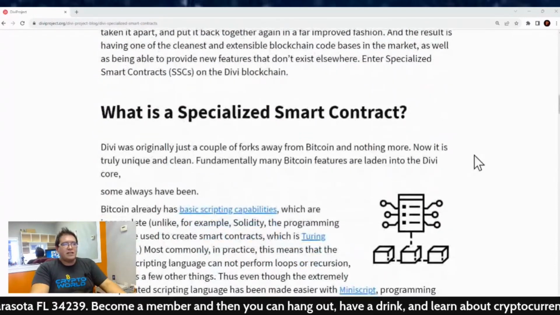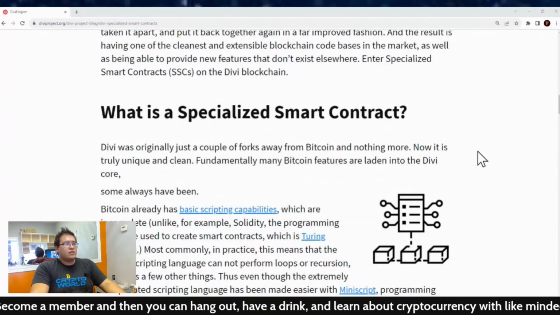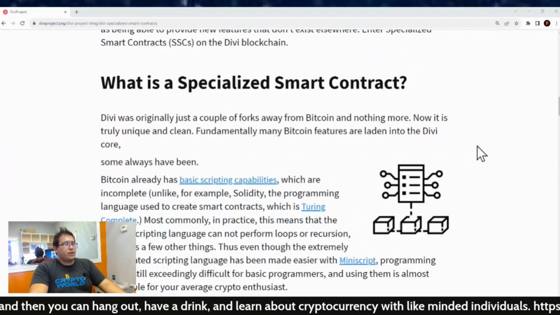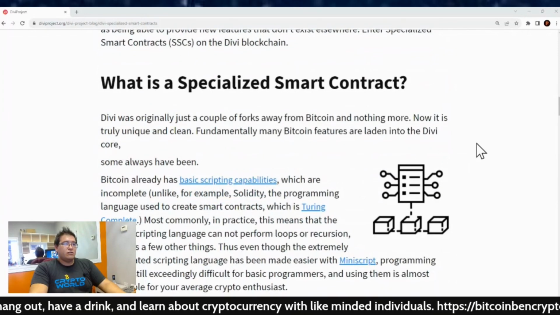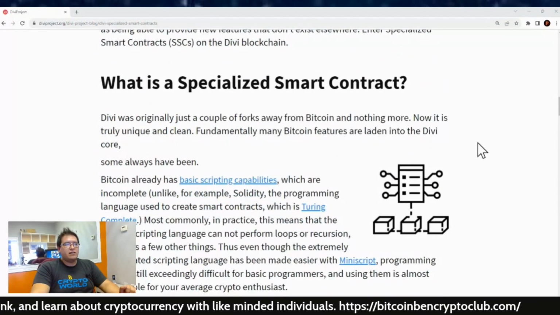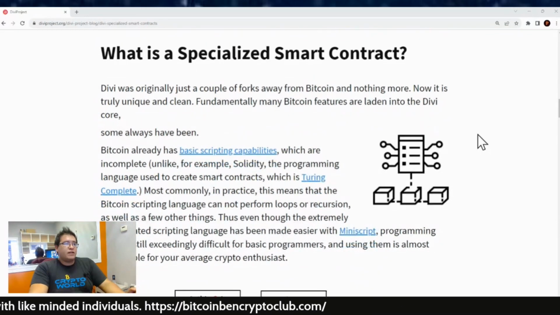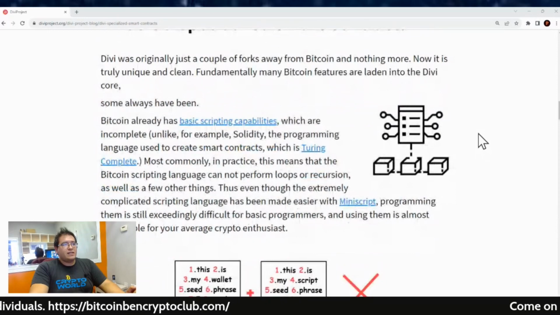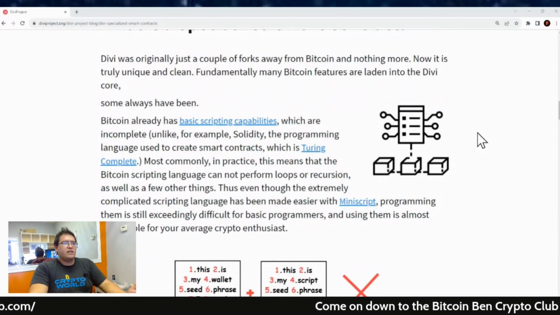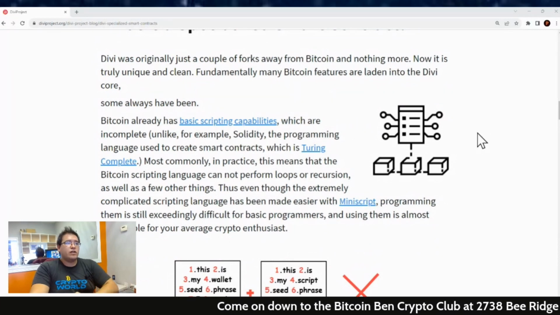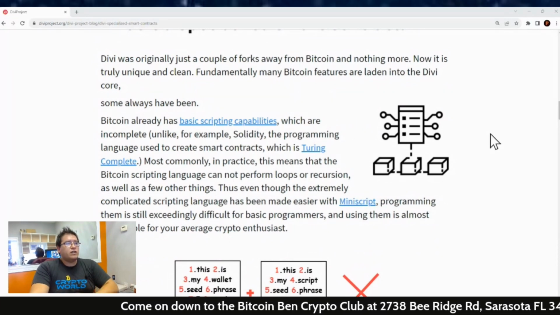Now, what is specialized smart contracts? Well, Divi was originally just a couple of forks away from Bitcoin and nothing more. Now it is truly unique and clean. Fundamentally, many Bitcoin features are laden into the Divi core. Some always have been. Bitcoin already has basic scripting capabilities, which are incomplete. Unlike, for example, Solidity, the programming language used to create smart contracts, which is Turing complete.